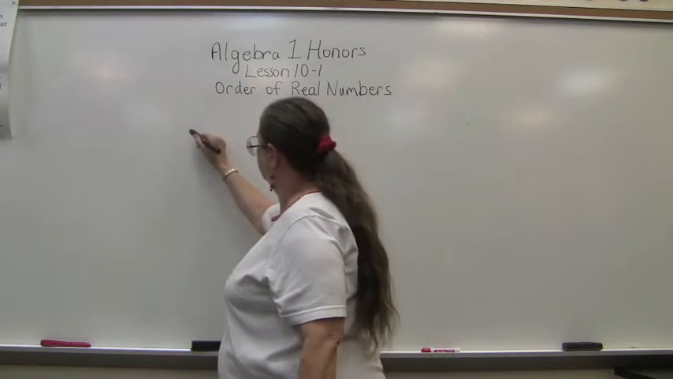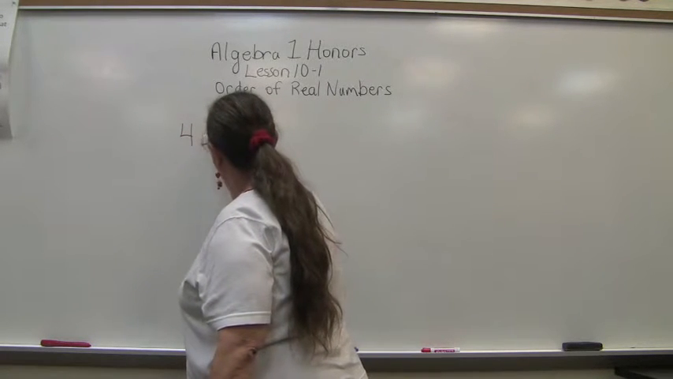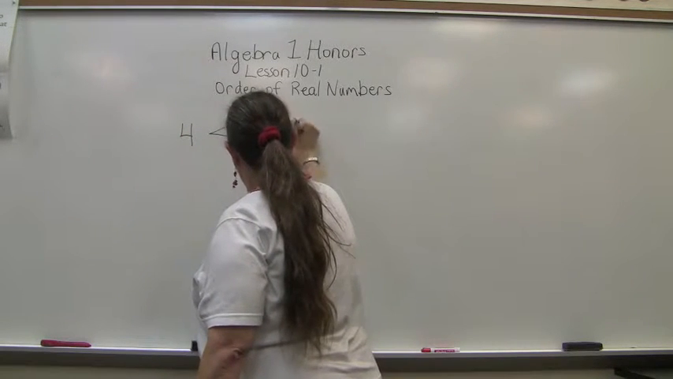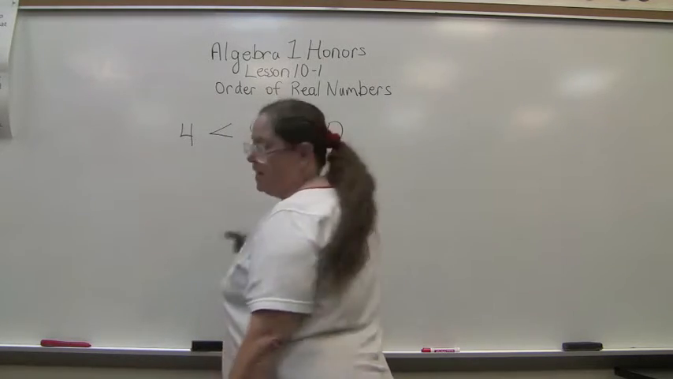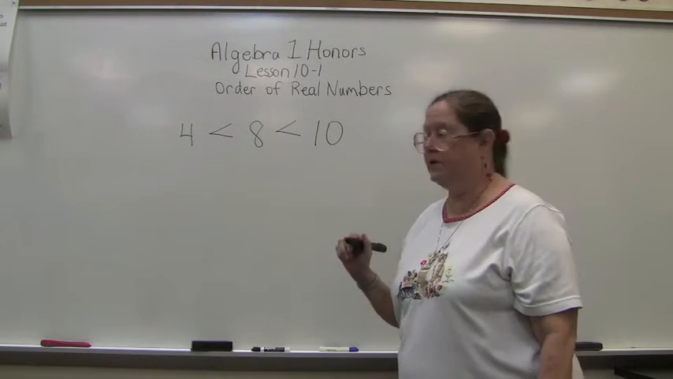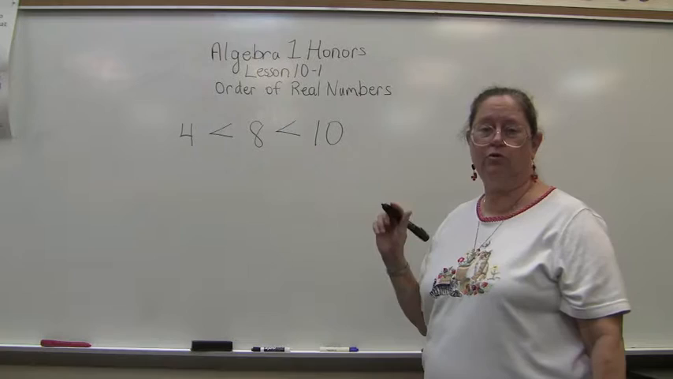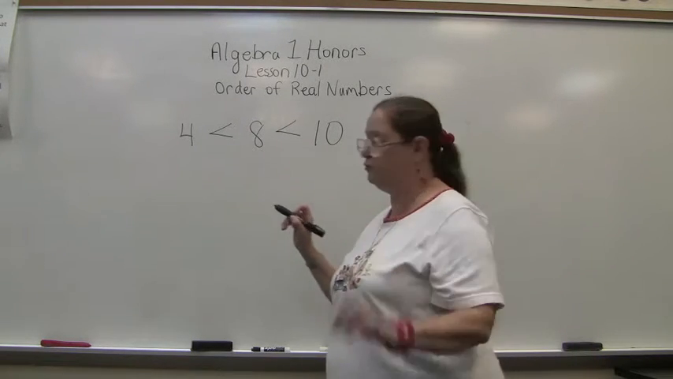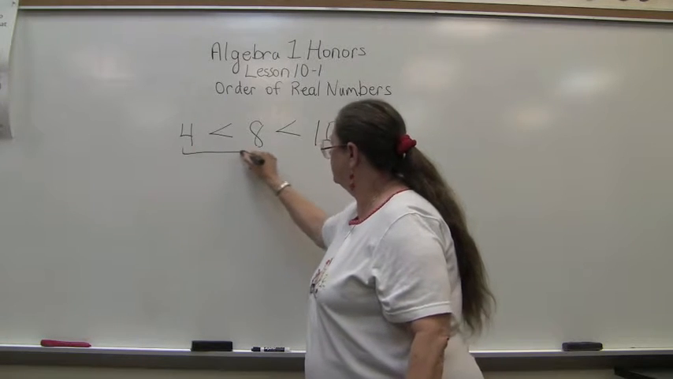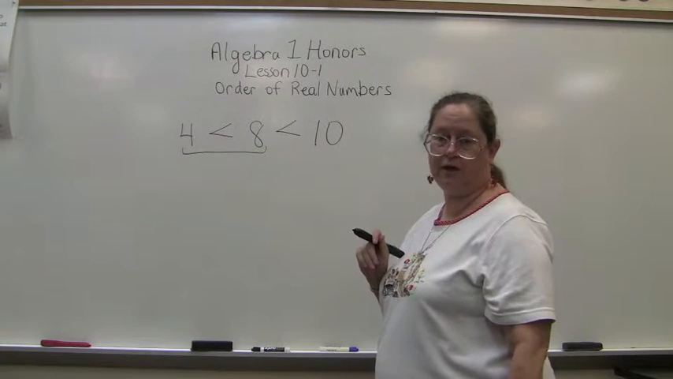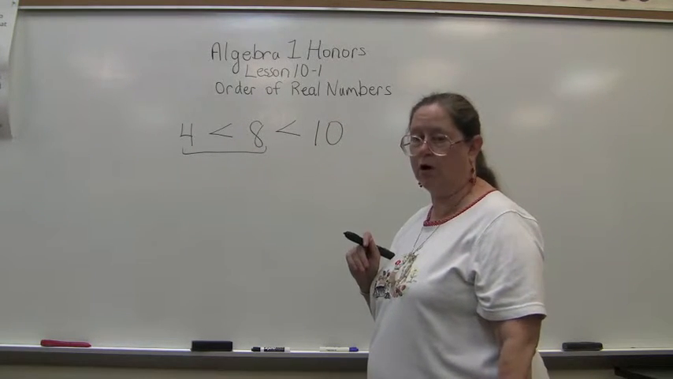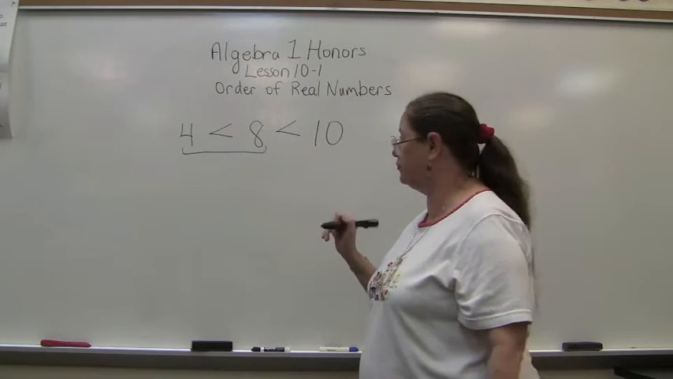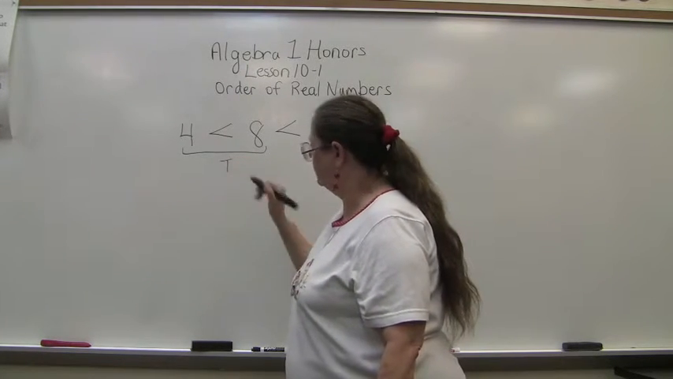Notation like so. If we had 4 is less than 8 is less than 10, you'll be asked whether or not that is a true statement. Very simple. You have to take it apart into two parts. First, you look at this and you say, is 4 less than 8? Yes, if I have $4, I have less money than if I have $8. So that's true right there.